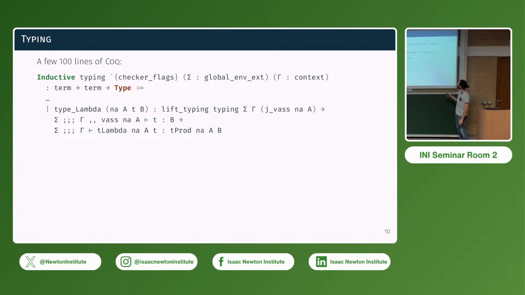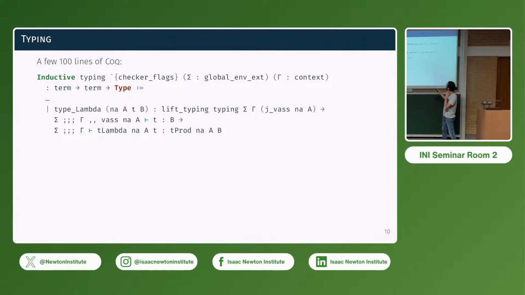And we have these funky checker flags, which also let you have some sort of modularity, like having certain knobs on and off. But apart from that, this is basically what you'd expect. A lambda has a dependent product type if the body has a type in the extended context, and then the type is well typed. So that's, yeah.